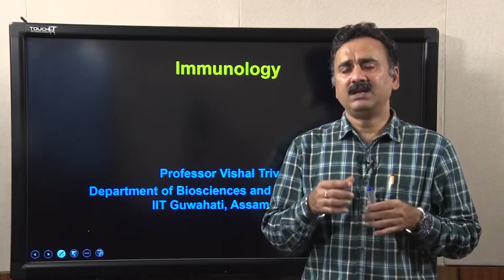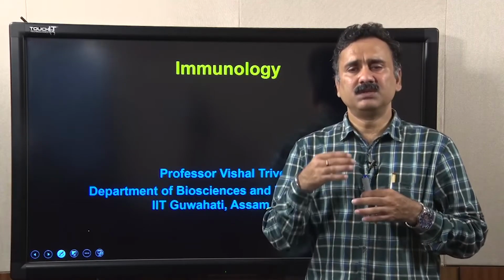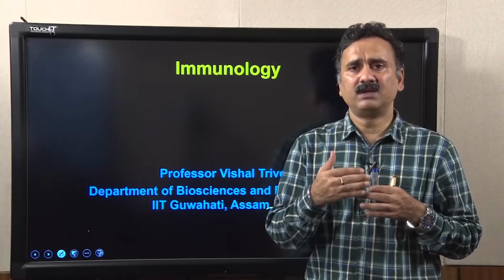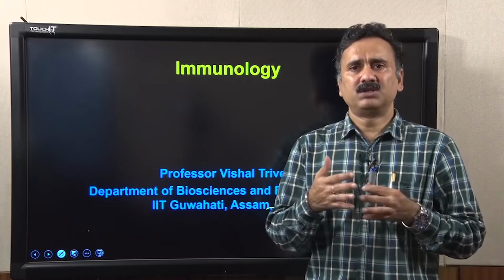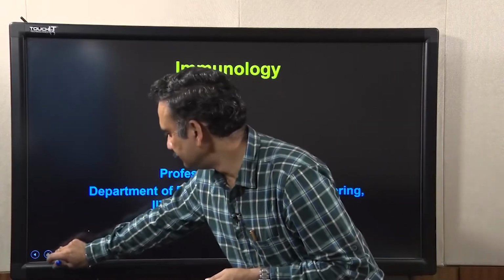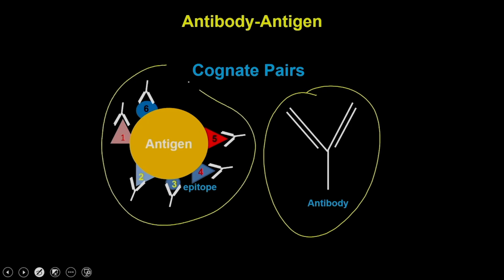So, let us see how the antibody and antigen actually interact with each other and how that can be exploited to design different types of experiments or different types of tools to study the various biological processes. As you can see, you have an antibody and then you have an antigen. This antigen could be composed of one or more epitopic regions. For example, in this case we have 6 epitopic regions, like 1, 2, 3, 4, 5 and 6.